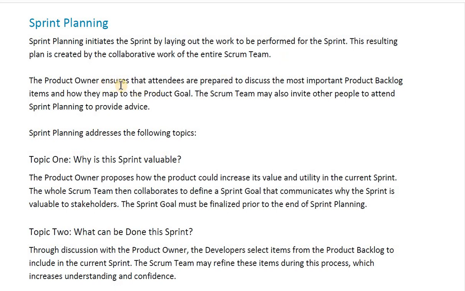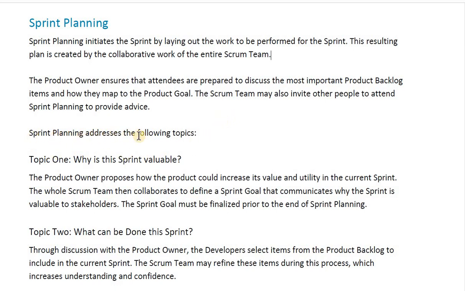The product owner ensures that all attendees are prepared to discuss the most important product backlog items and how they map to the product goal. The Scrum team may also invite other people to attend sprint planning to provide advice. The question can be asked: who will invite other people to attend the sprint planning meeting to provide advice? The answer is the Scrum team.